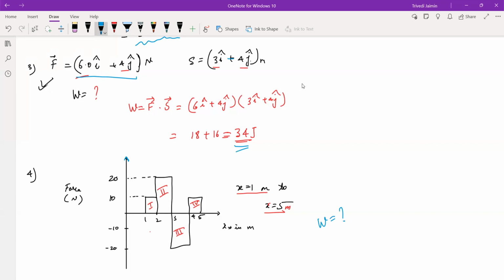These are all in Newton, and this is in meter. Come on, tell me the answer. You can calculate this orally. The area under the curve will give you the work done. Force into displacement.